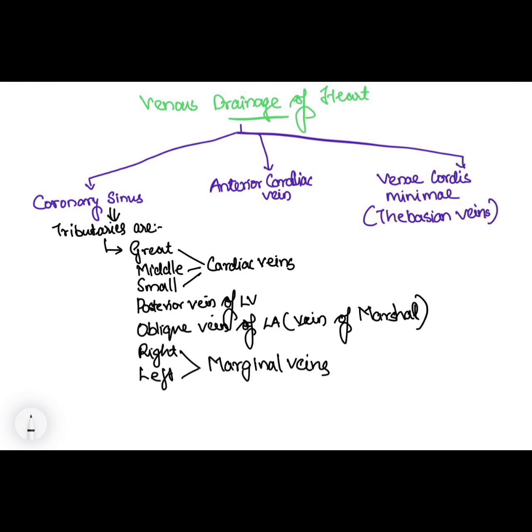A quick word about the venous drainage of the heart. Venous blood is drained from the heart via the coronary sinus, anterior cardiac veins, and venae cordis minimae, that is the Thebesian veins. The coronary sinus lies in the posterior part of the atrioventricular groove. It drains into the right atrium. The tributaries are the great cardiac vein, middle cardiac vein, small cardiac vein, posterior vein of left ventricle, oblique vein of left atrium or vein of Marshall, right marginal vein and left marginal vein.